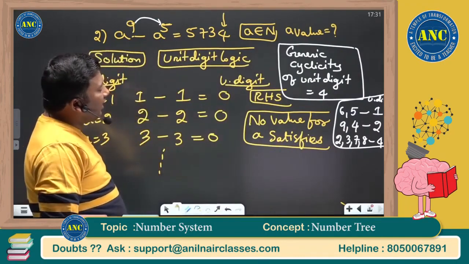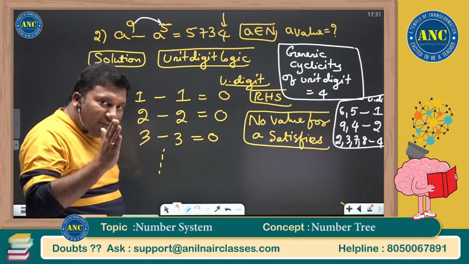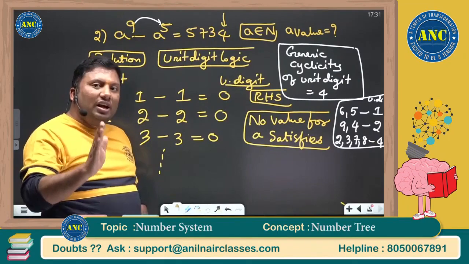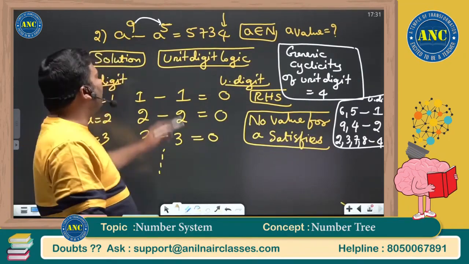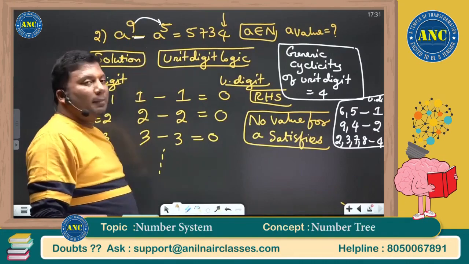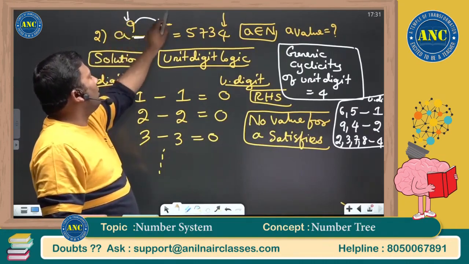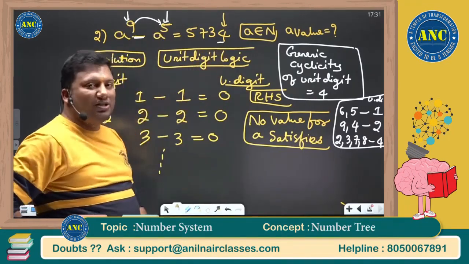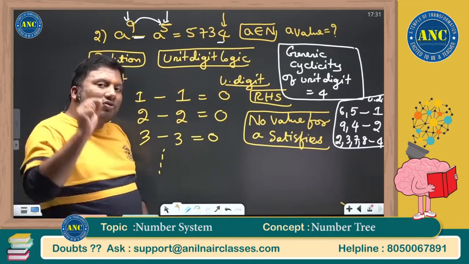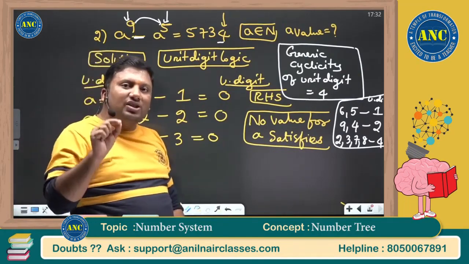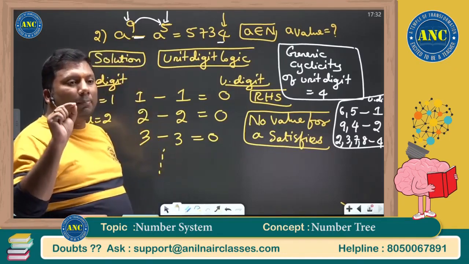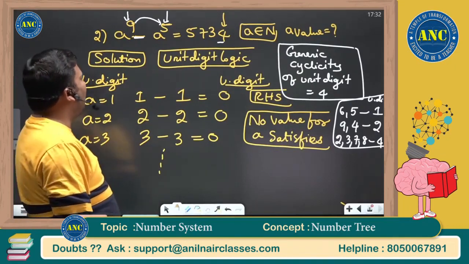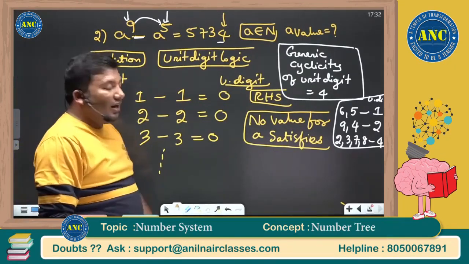The generic cyclicity of the unit digit of any number, listen carefully to this point: if the difference in the powers is a multiple of 4 and there is a subtraction, this unit digit and this unit digit will be the same. So the right hand side unit digit will always be 0. Please make a note in your notebook. The root cause in this problem is that the difference in the powers is a multiple of 4. Please write down this point.